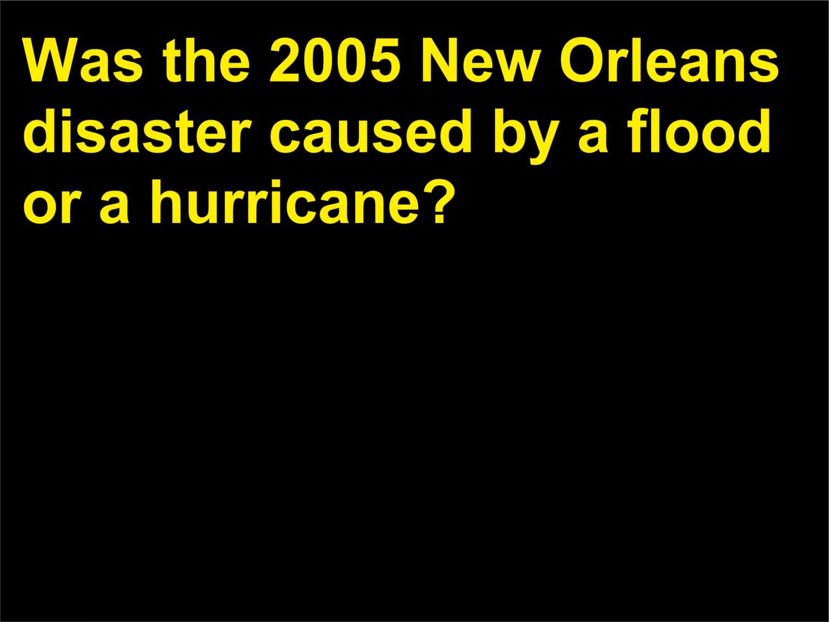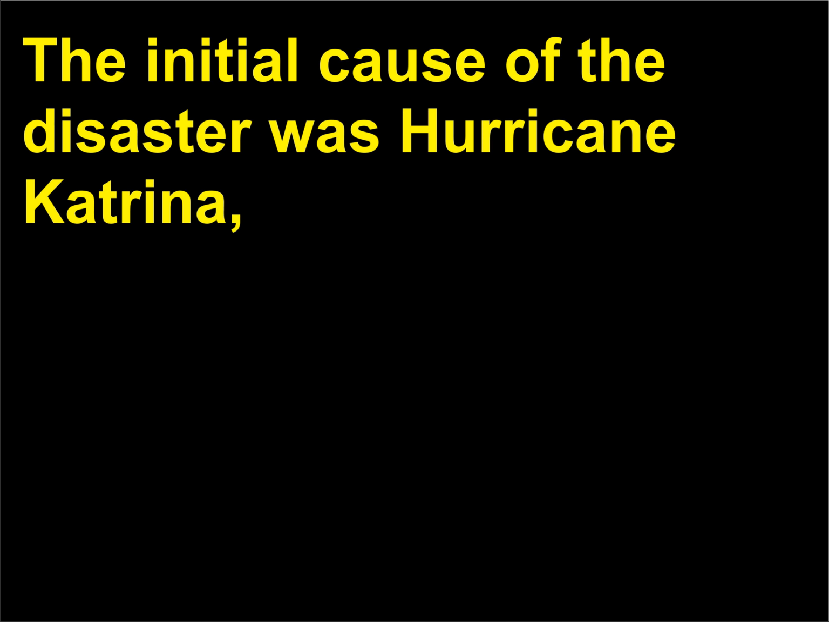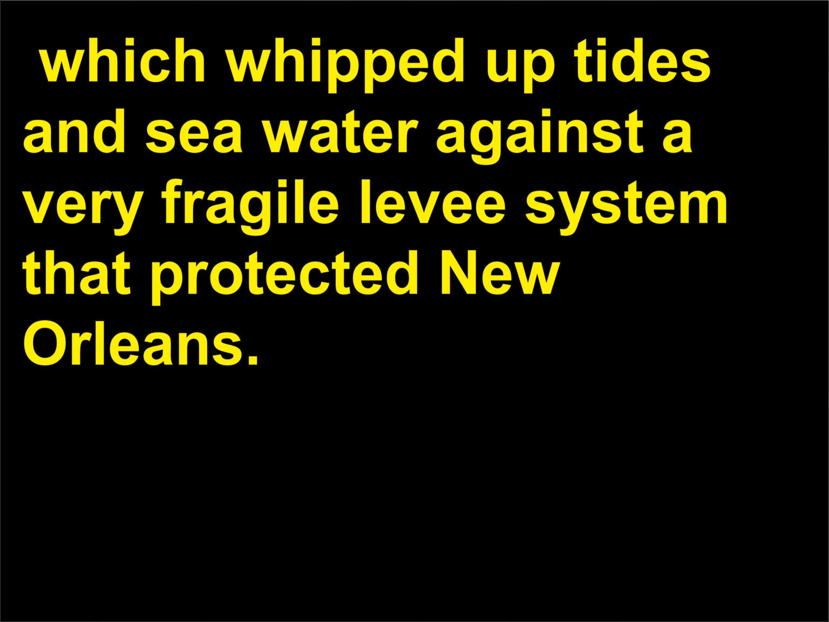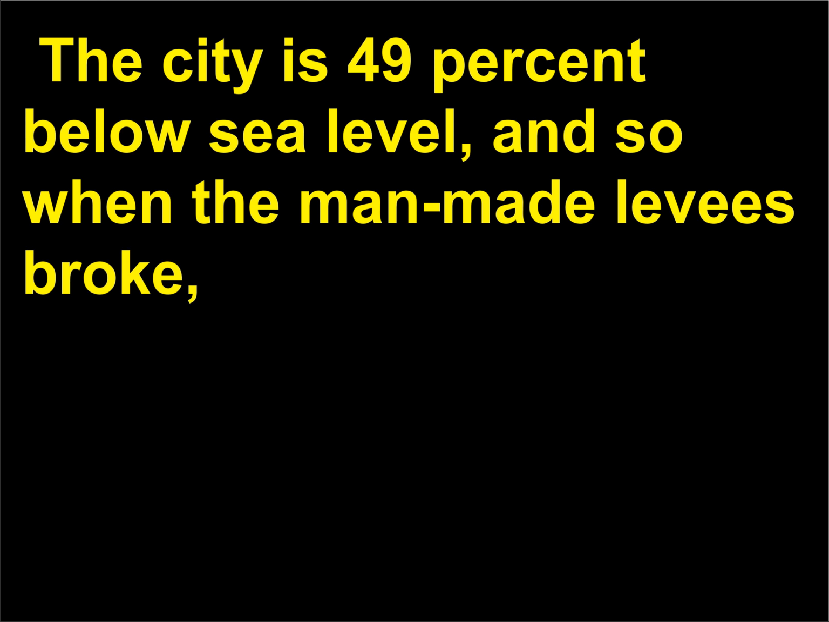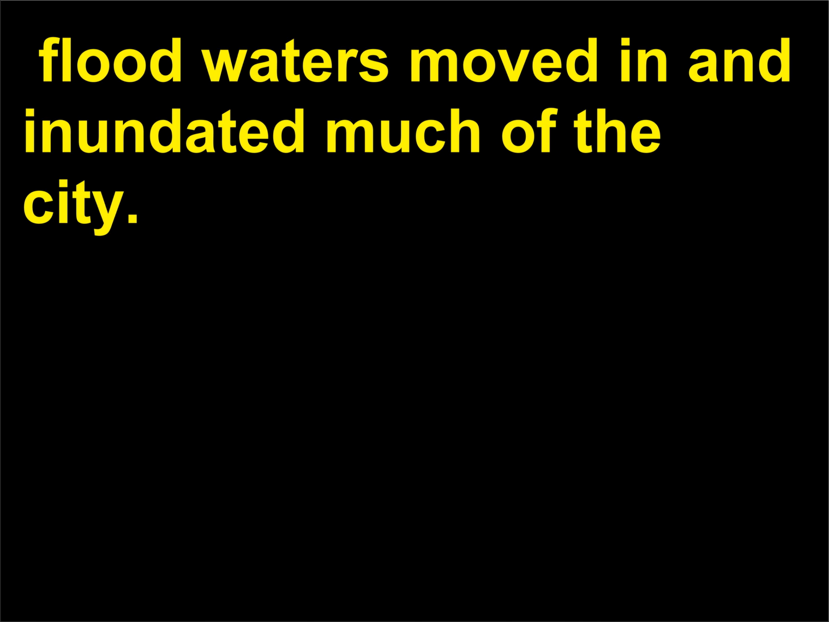Was the 2005 New Orleans disaster caused by a flood or a hurricane? The initial cause of the disaster was Hurricane Katrina, which whipped up tides and sea water against a very fragile levee system that protected New Orleans. The city is 49% below sea level, and so when the man-made levees broke, flood waters moved in and inundated much of the city.